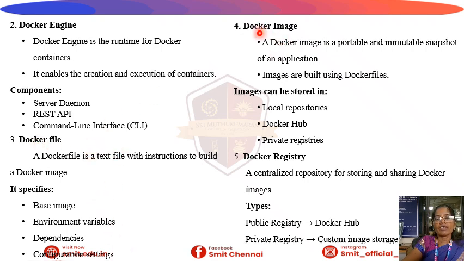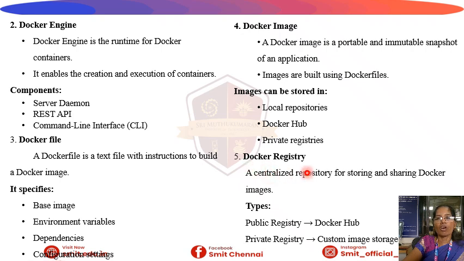Then the fourth one is the Docker image. A Docker image is a portable and immutable snapshot of an application. Docker images are built using Dockerfiles. Images can be stored in local repositories, Docker Hub, and private registries.